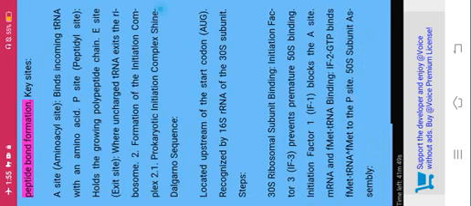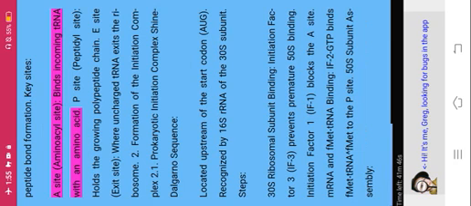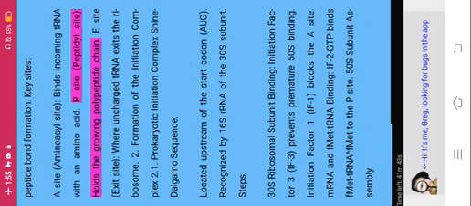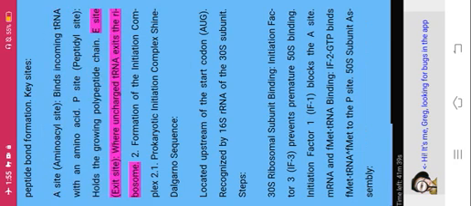Ribosome function. The ribosome decodes mRNA and catalyzes peptide bond formation. Key sites. A site, aminoacyl site, binds incoming tRNA with an amino acid. P site, peptidyl site, holds the growing polypeptide chain. E site, exit site, where uncharged tRNA exits the ribosome.